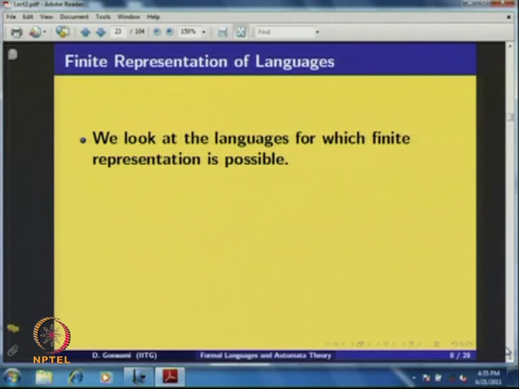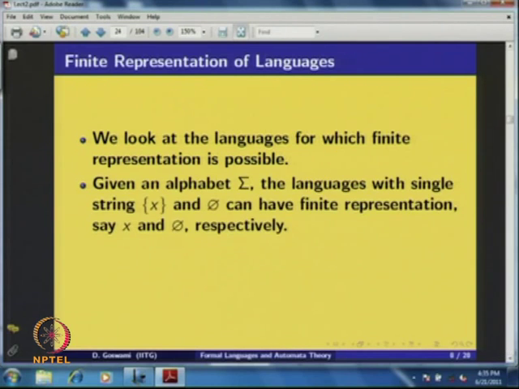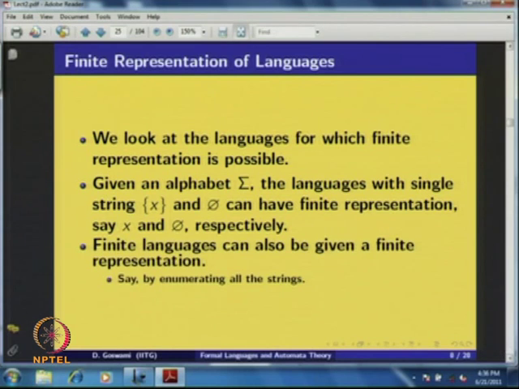So, let us have a look at the languages for which finite representation is possible. Given an alphabet sigma, the languages with a single string x and phi can have finite representation. For a language containing a single string x, x is a finite representation, and for the empty set, the empty set itself is a finite representation. And any finite language can also be given a finite representation simply by enumerating all the strings in it.